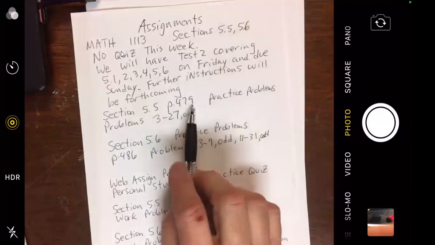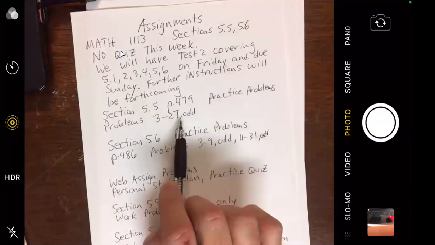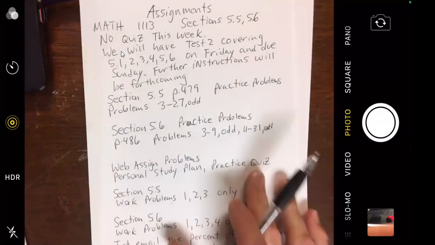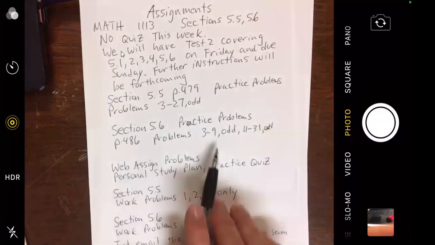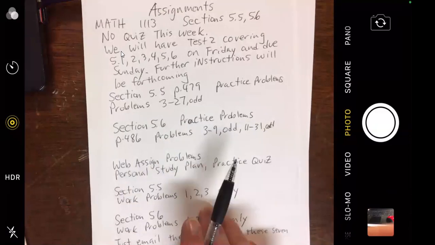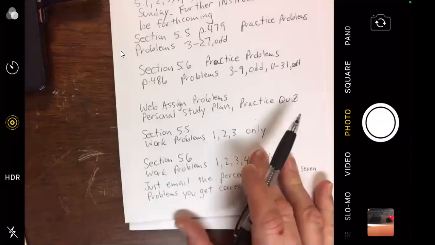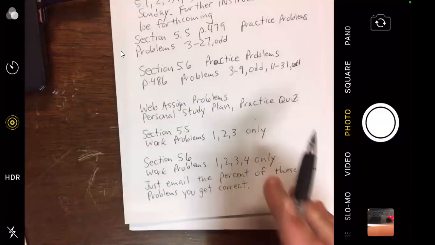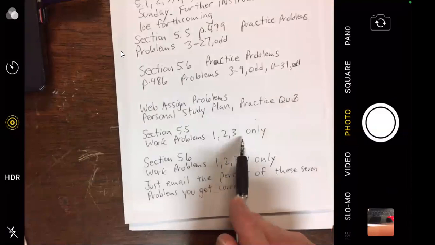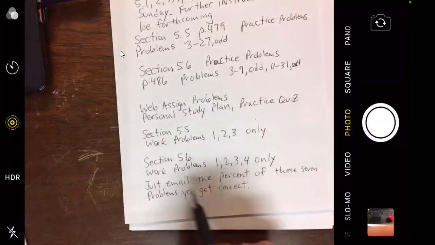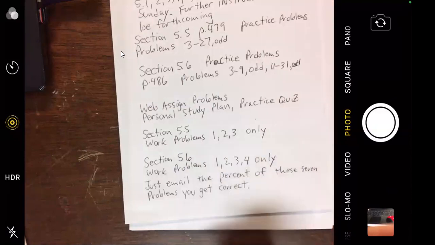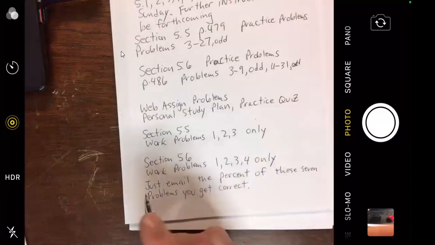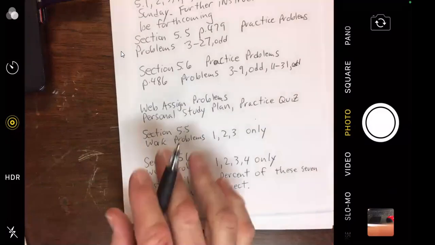Section 5.5, practice problems, page 479, problems 3 through 27. Section 5.6, practice problems, page 486, 3 through 9, 11 through 31 odd. Web assigned problems on your personal study plan, practice quiz, section 5.5, problems 1, 2, and 3. Section 5.6, 1, 2, 3, and 4. 7 total problems. Just email me the percent of these problems that you get correct.